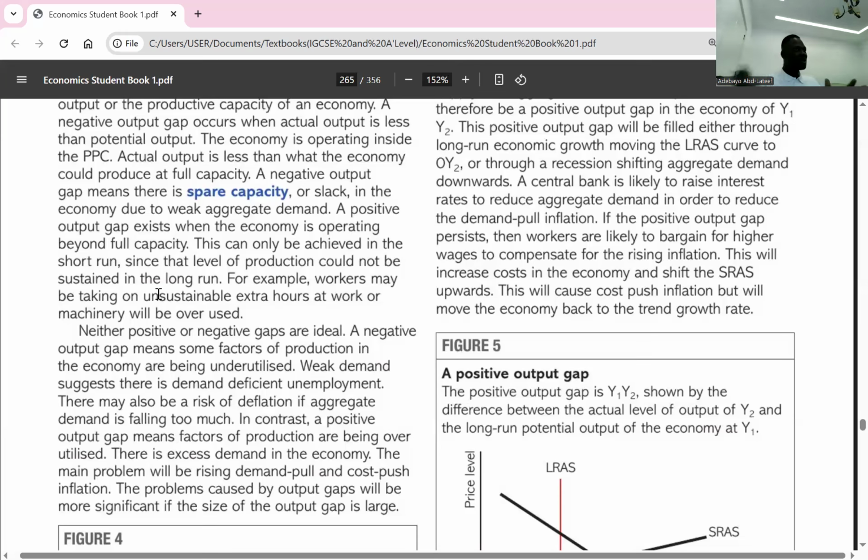So you see, that's why both of them are not ideal. Demand-pull inflation will lead to recession. Cost-push inflation will lead to recession. Deflation will lead to recession. So neither is ideal for a given economy. The economy should operate on the trend. That is the point. Any question about that? No. So that takes us to positive output gap. Are you there? Yeah.